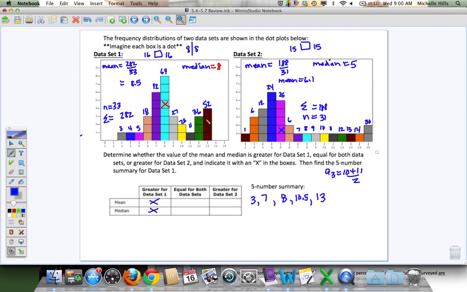Let me double check that. 1, 2, 3, 4, 5, 6, 7, 8, 9. So let's say these are the two that it's between. 1, 2, 3, 4, 5, 6, 7, 8, 9. Oops, sorry. 1, 2, 3, 4, 5, 6, 7, 8, 9. Yep, that works. Sorry about that. Got a little discombobulated for a second.